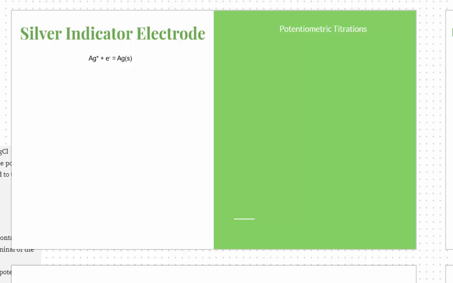But the silver indicator electrode is not inert. It participates in the reaction. And what happens with the silver indicator electrode is it is attached to the cathode. So what you see is the reduction of silver from the silver ion with an electron to the silver solid. And we can use this for things like potentiometric titration.